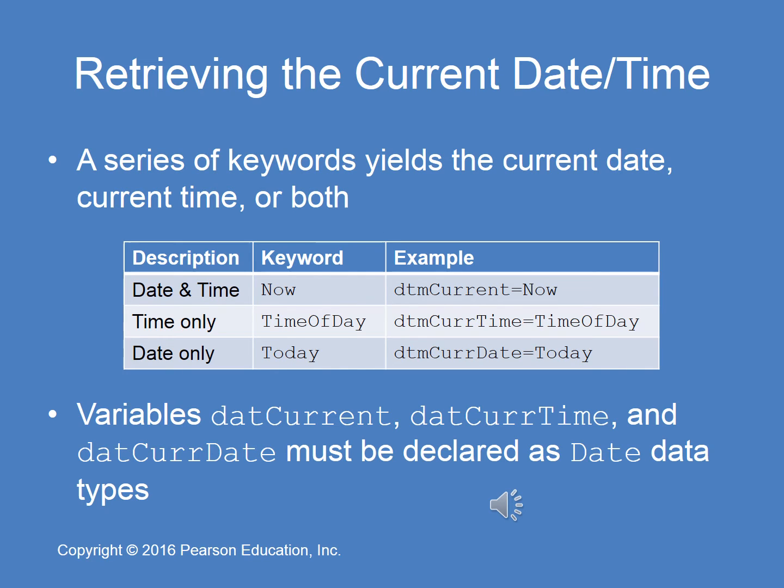There are some examples in the table listed in the center of this slide. dtmCurrent equals Now, dtmCurrentTime equals TimeOfDay, dtmCurrentDate equals Today. Each of the variables on the left of those assignment statements must be declared as data types in order for them to hold the date and time, the time, or the date only.